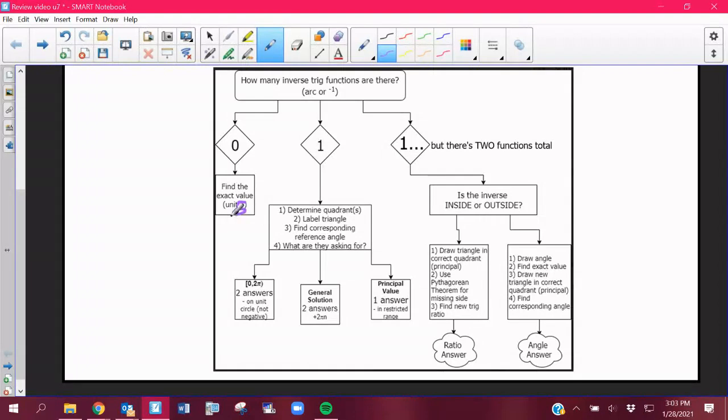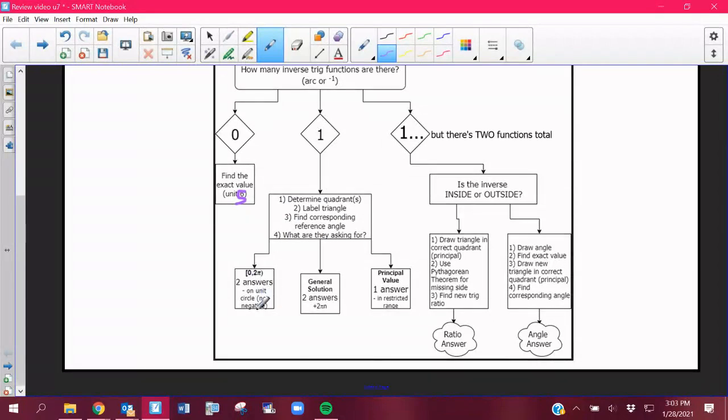That's just drawing your triangle, finding the ratio answer. If you have one arc or inverse notation in your problem, this is the set of steps you're going to use. And then you're going to ask, what are they asking for? Do you want the 0 to 2 pi? Again, that's going to have 2 answers. Do you want the general solution? Again, that's going to put a plus 2 pi in. Or do you want the principal value? That's the one answer that's in the restricted range.